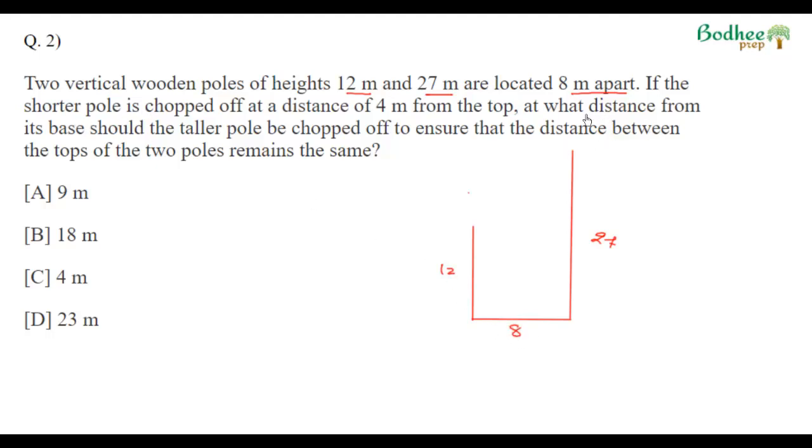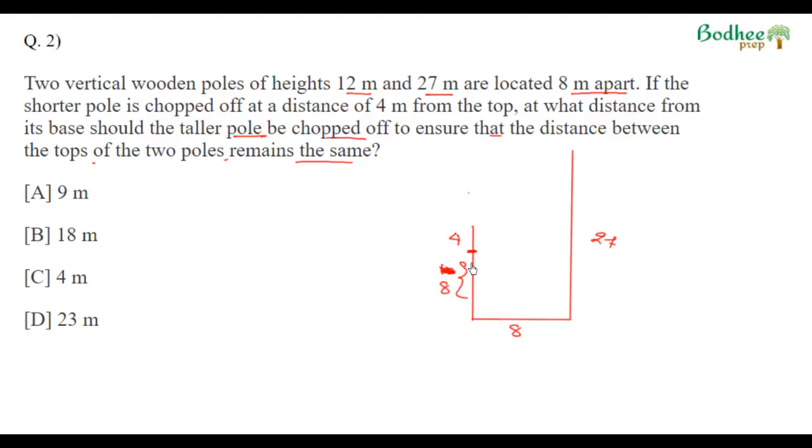Further it says that if the shorter pole is chopped off at a distance 4 meter from the top, so this is the top, so from here it is chopped off, right? So this is 4. Now this much will become 8. So let me just remove this. At what distance from its base should the taller pole be chopped off to ensure that the distance between the top of the two poles remain the same?